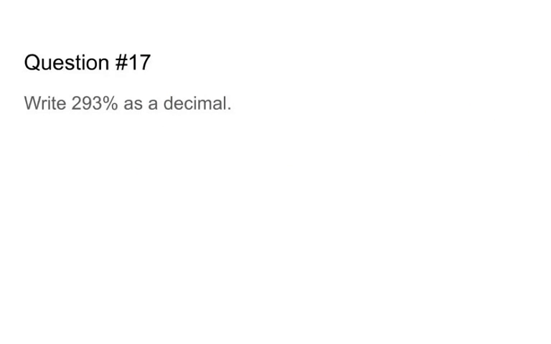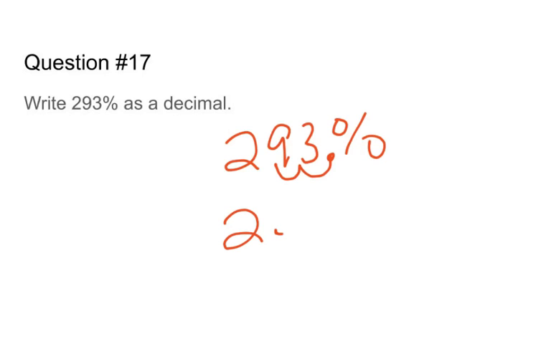Question 17. Write 293% as a decimal. Go ahead and try it. 293%, decimal on the end, 2 places to the left. The decimal would be 2.93. 293% is over 100%, which is over 1. So there should be a whole number part and a fraction part to that percent.